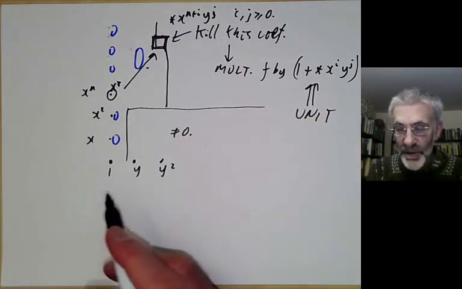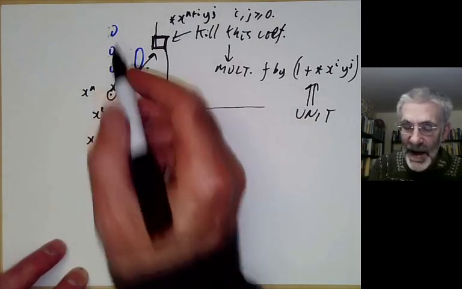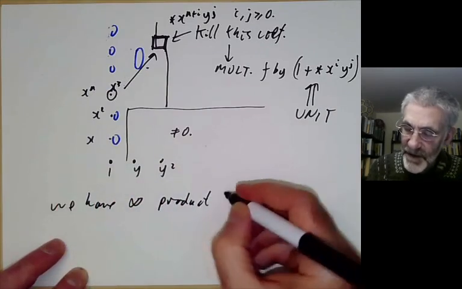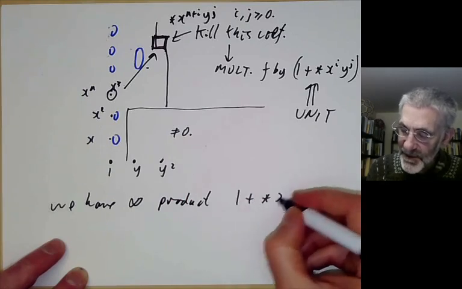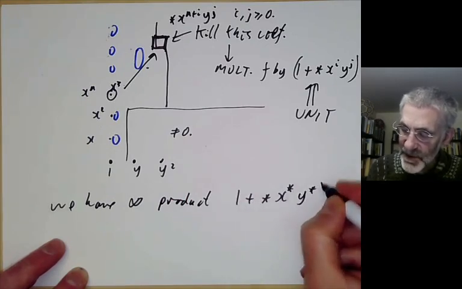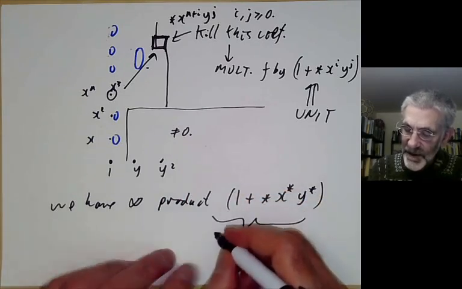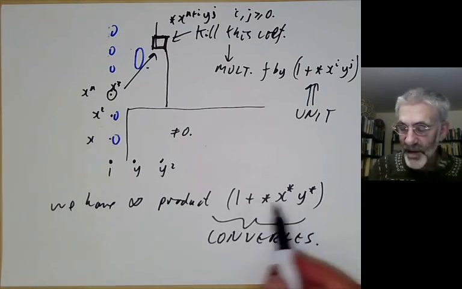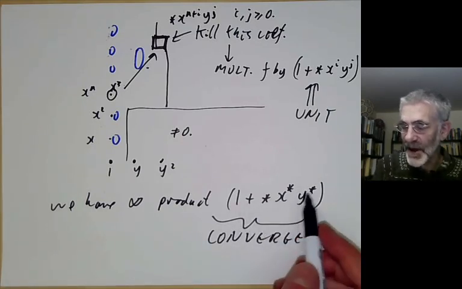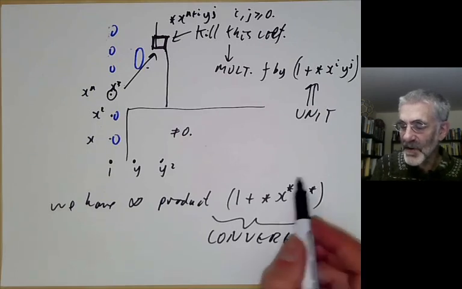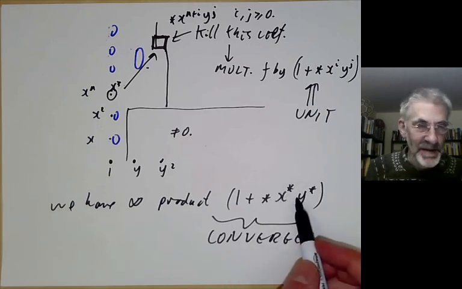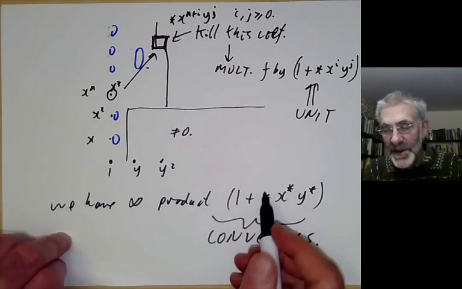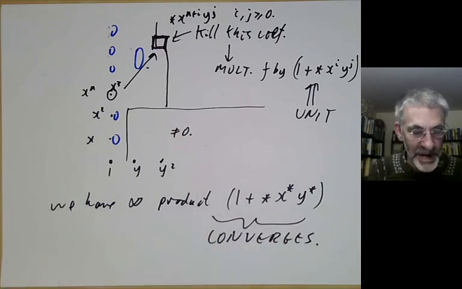Constant coefficient is 1. Now the only thing we have to check is that we now have some sort of infinite product of things of the form 1 plus something times x to the something times y to the something. And all we have to do is to check that this converges as a formal power series, and that's not very difficult to check because there are only a finite number of terms where the degree of this bit is less than some constant. So if we multiply all these infinite polynomials together, we still get a well-defined formal power series.